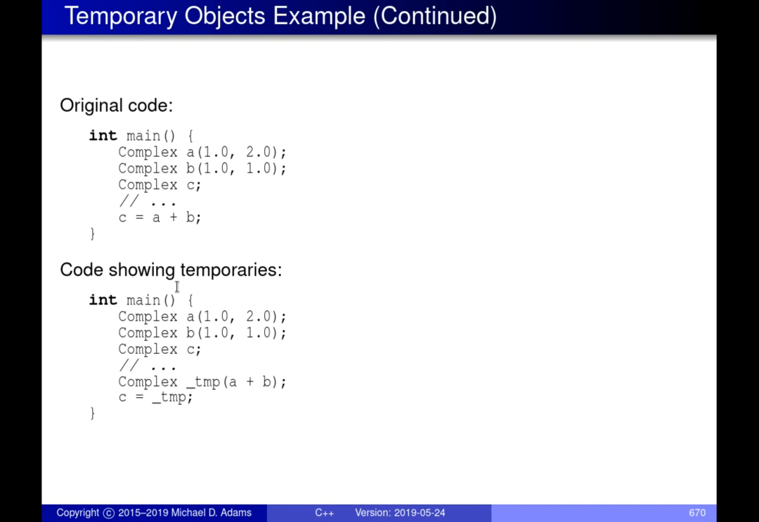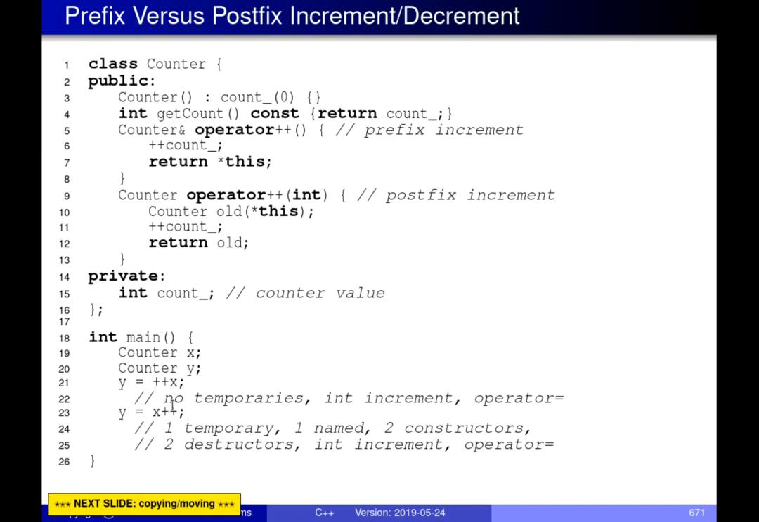And then when the assignment operator portion of this line executes, when we're doing the assignment, the thing that's being assigned is this temporary object. We're assigning from this temporary object to C. So this just shows you kind of a further illustration of how temporary objects can manifest themselves in code.